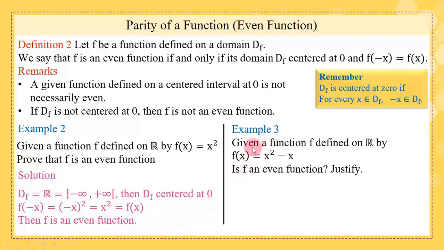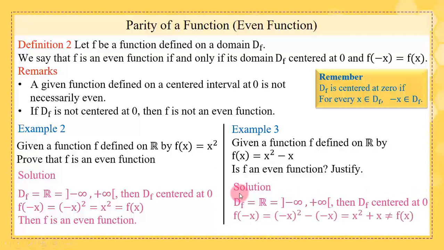Example 3. Given a function f defined on R by f of x equals x squared minus x. Is f an even function? Justify. First of all, its domain D of f is a centered interval. Now we check if f of minus x equals f of x. F of minus x equals minus x squared minus x, which is equal to x squared plus x. This is not equal to f of x, so f is not an even function.